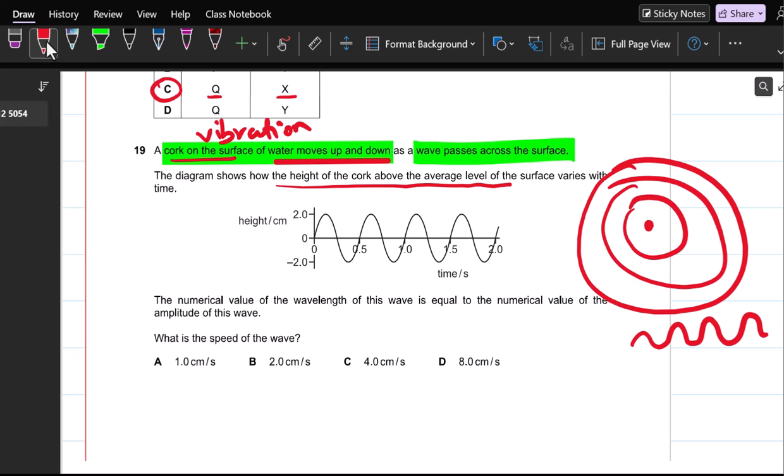So the diagram shows the height of the cork above the average level of the surface as it varies with time. So this graph is given. The numerical value of the wavelength of this wave is equal to the numerical value of the amplitude. So this statement is very important.